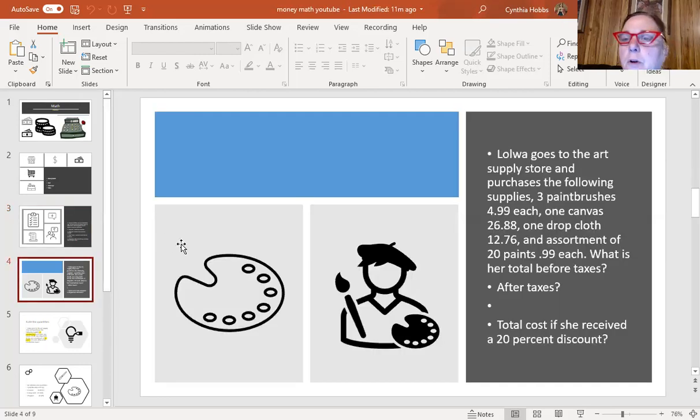Okay, Lola goes to the art supply store and purchases the following supplies: 3 paintbrushes, $4.99 each, 1 canvas, $26.88, 1 drop cloth, $12.76, an assortment of 20 paints, 99 cents each. What is her total cost before taxes, after taxes? What's the total cost if she receives a 20% discount?